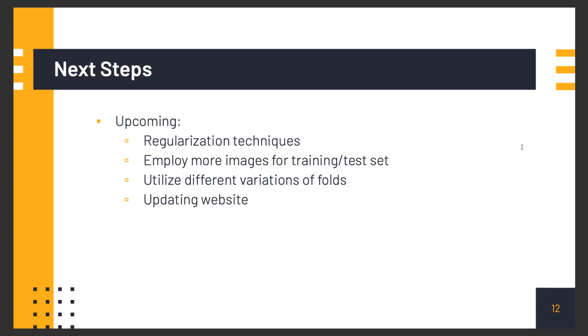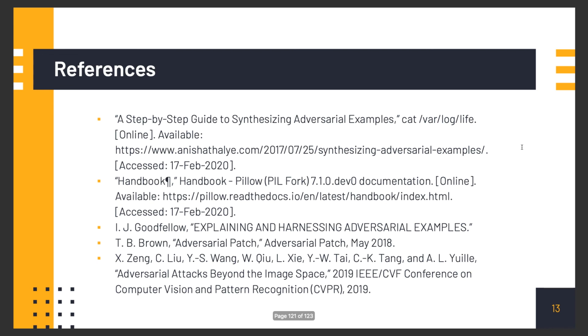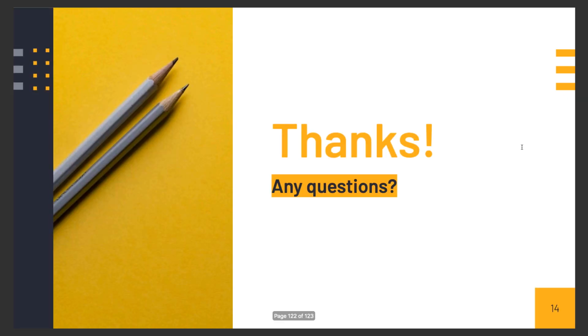This is what is going next. We will use regularization techniques to improve the accuracy of our adversarial patch. We are going to employ more realistic types of folds using the TensorFlow API, and we will gather more images from ImageNet to train on. So these are our references, and if you have any questions, please ask.